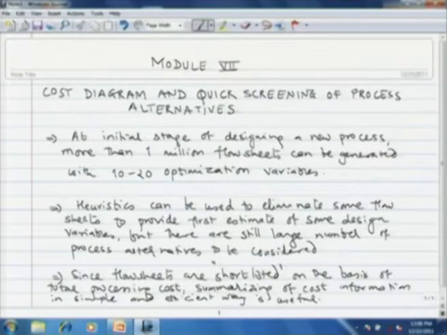The obvious criterion would be the total processing cost of the flow sheet, and therefore if we can find a means of summarizing the cost information in a simple and efficient way, it would be a very useful tool for screening and shortlisting of process alternatives. What is the conventional way of representing cost information? Conventionally, you have a flow sheet in which the different equipments are given certain numbers, and then there is a table that gives the installed cost of these equipment as per the numbers.